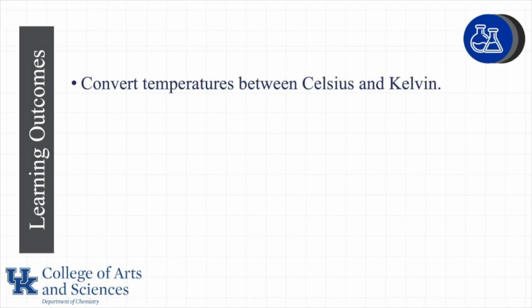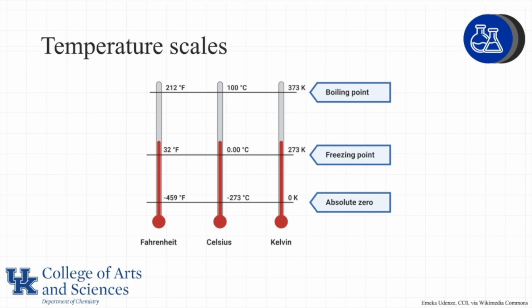In this lesson, we're going to convert temperatures between Celsius and Kelvin, and we'll also look at converting between Celsius and Fahrenheit. There are three temperature scales which are frequently used: Fahrenheit, which is used in the US for temperature; Celsius, which is used in mainly the rest of the world for temperature and also in science; and then Kelvin, which is used heavily in sciences.